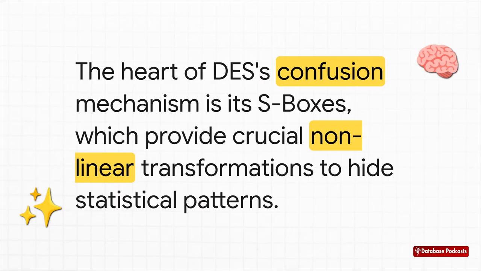Now, the real magic, the part that creates all that confusion in DES, happens inside things called S boxes, or substitution boxes.